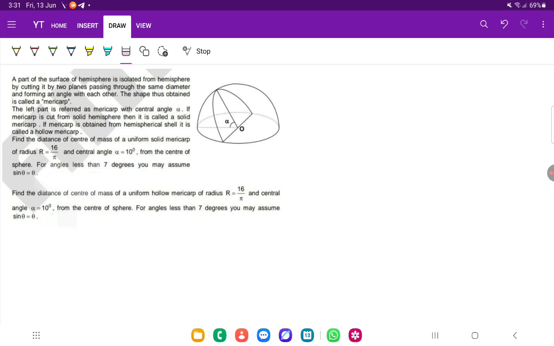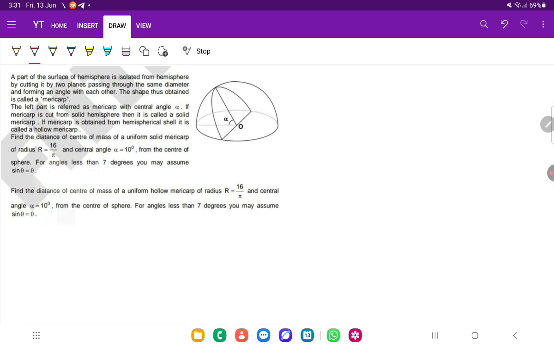We'll first solve for the generalized case. We are asked to find the distance of the center of mass of a uniform hollow mericap of this radius and this central angle from the center of the sphere. Let's say this mericap has its center of mass somewhere here, at distance r from the center. So we're interested in finding r. Obviously it will depend on capital R and alpha, so we'll put those values and get our required result, right? So let's get started.